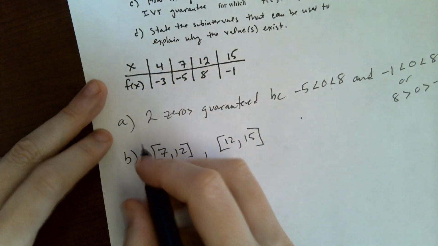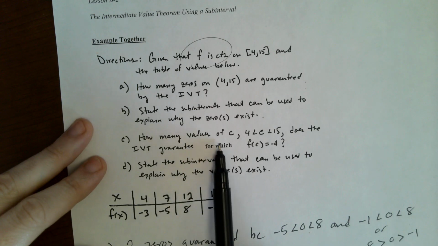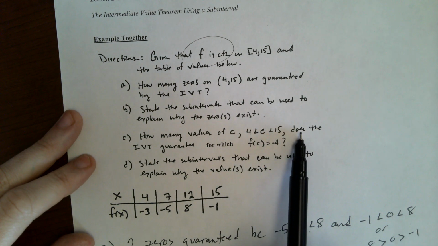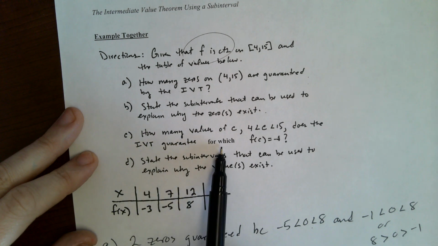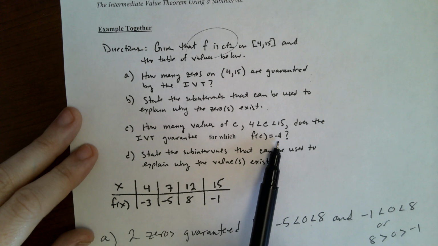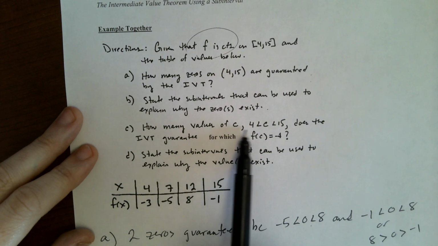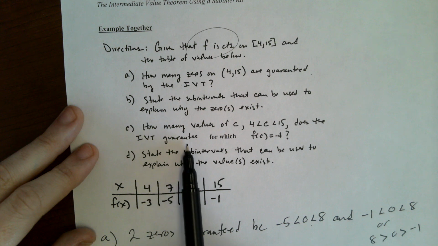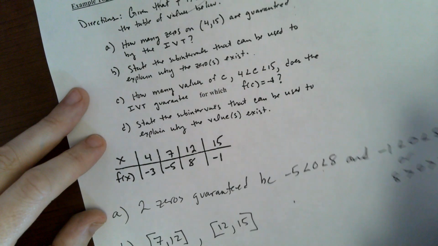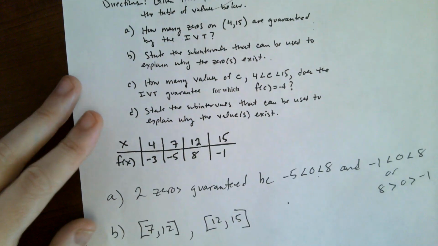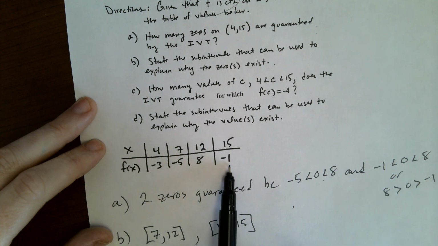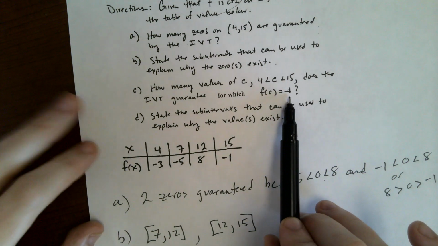Okay. Now part C. How many values of C, where C is between 4 and 15 again, does the IVT guarantee for which f of C equals -4? All right, so how many values of C, 4 is less than C is less than 15, does the IVT guarantee for which f of C equals -4? Okay, so I'm going to do the same thing I did with 0. So let's see. I'm trying to find consecutive y values that -4 is between.